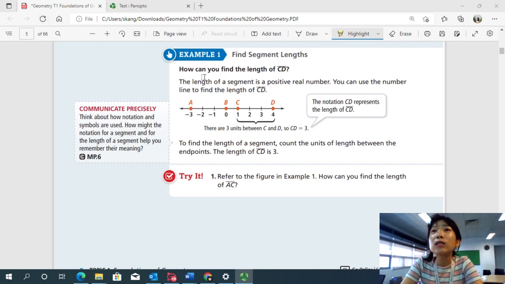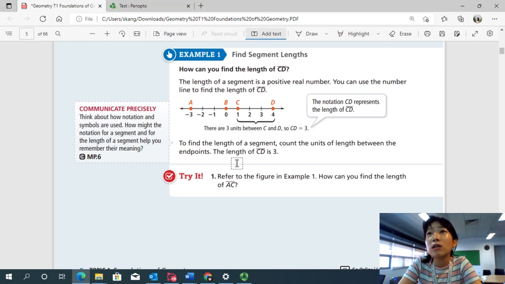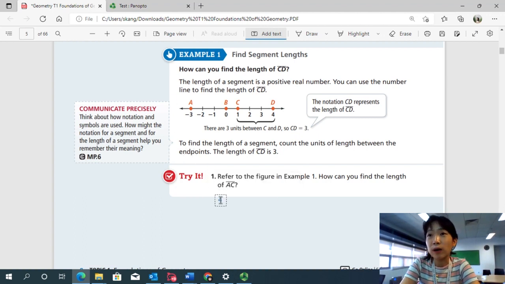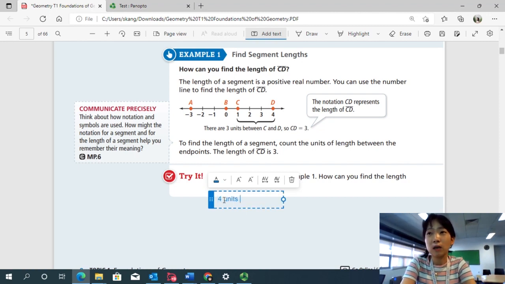Yeah, so you're going to count from -3 to 0. 1, 2, 3. It's also 3 units away. Oh wait, it's from A to C. So 1, 2, 3, and 4. It's 4 units away. So you can either count or you can subtract 1 minus -3, and the absolute value of that would be 4. So, in other words, it's 4 units away.